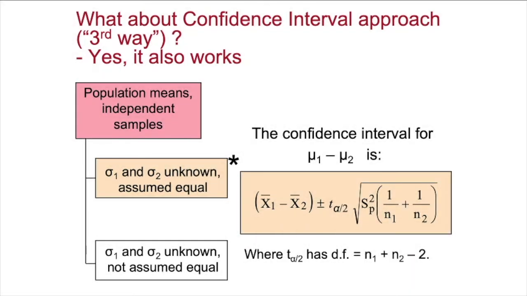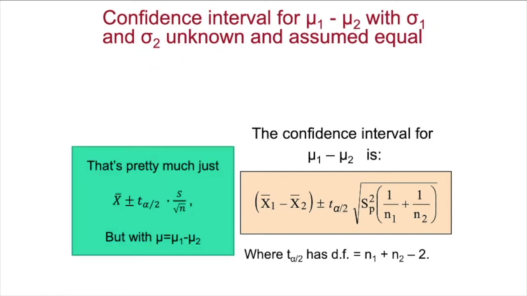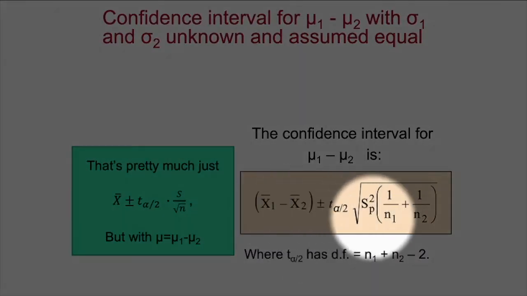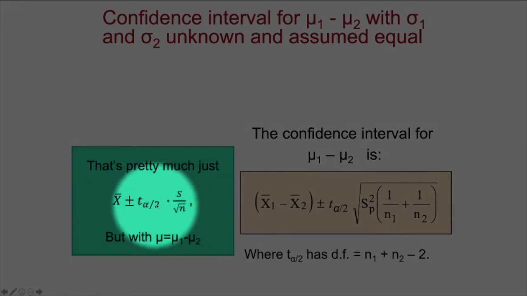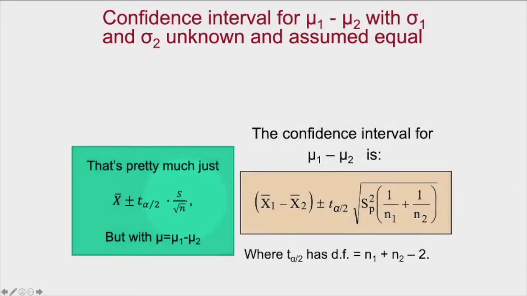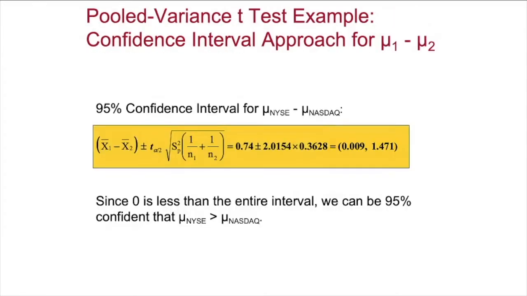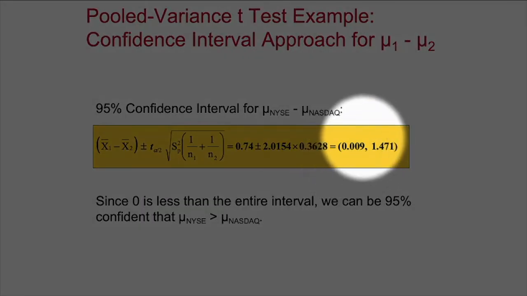So this works the same way as before, except that now we are looking at a difference between mu1 and mu2 rather than just a single mu. But that is the same formula. You should be able to recognize that. This formula right here is essentially the same thing as x bar plus or minus t half of alpha times s over square root of n. You should see the resemblance. Okay, so plugging in the numbers, we get our confidence interval right here.